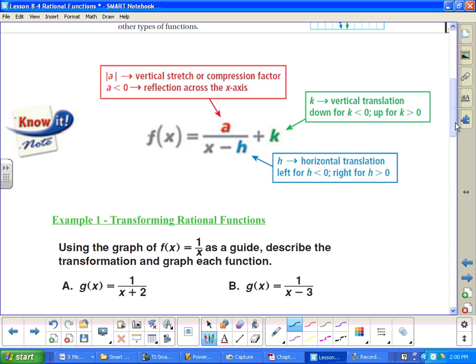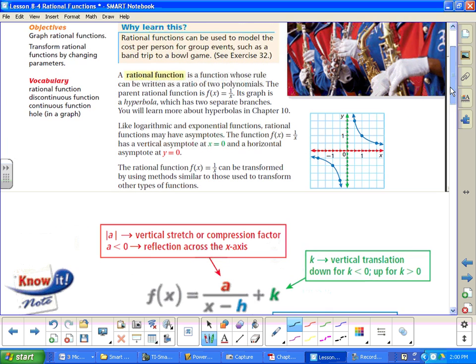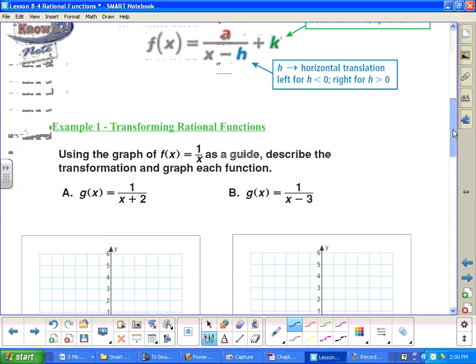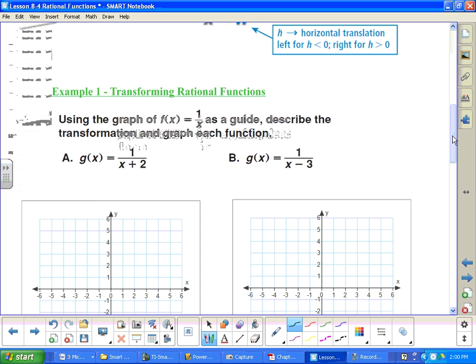So basically all we're doing is we're taking this parent function here, 1 over x, and we're going to move it up and down or left and right. Maybe stretch it out a little bit. But that's the main thing. And so you already did some of these, right? So you're all good with these. At least the people that did them.